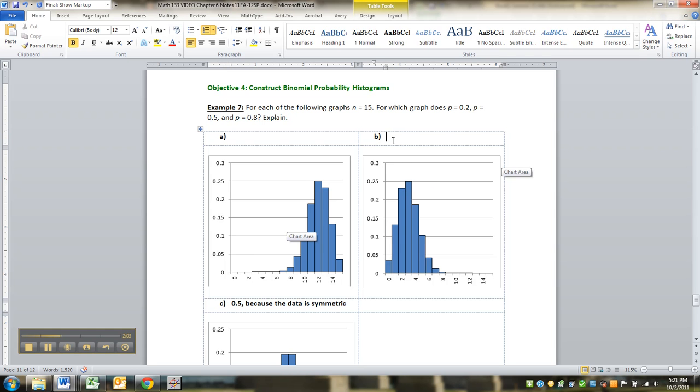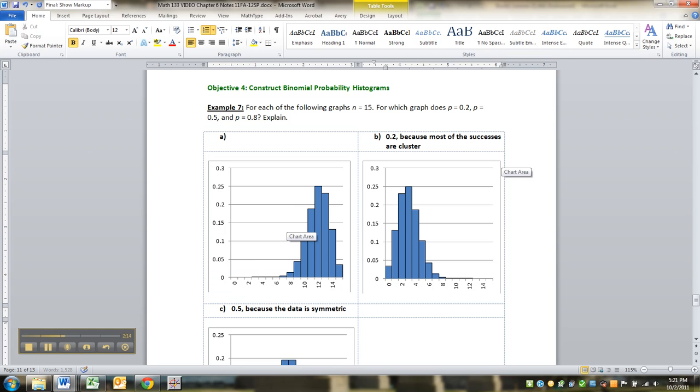So the answer is this one's the 0.2 because most of the successes are clustered at the low end, which makes sense. When you only have a 0.2, i.e. 20% chance of success, then you're not going to get a lot of successes. Whereas over here, this has got to be the 0.8 because there are a lot of successes.